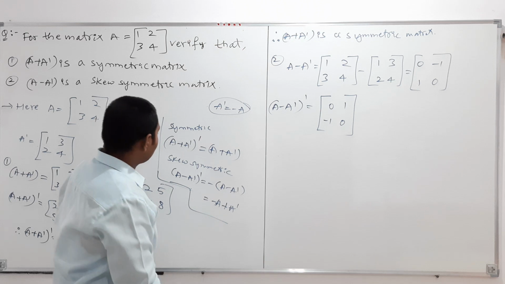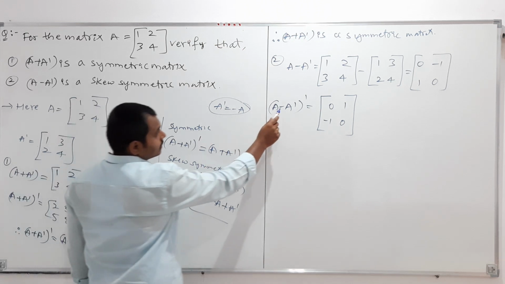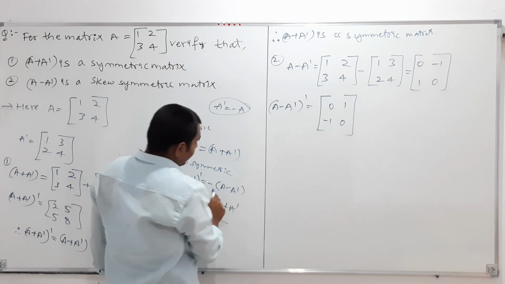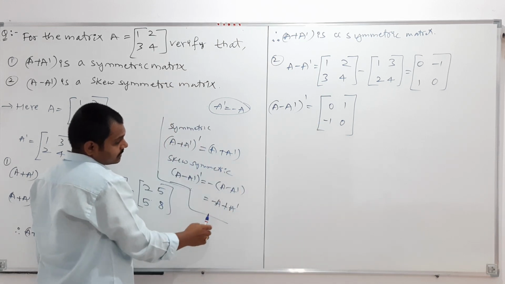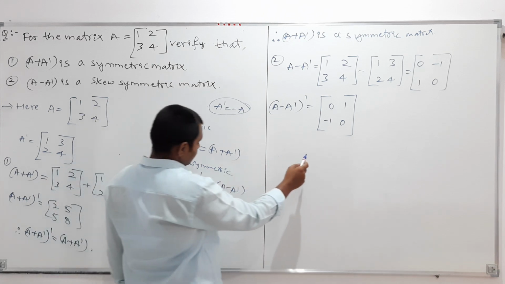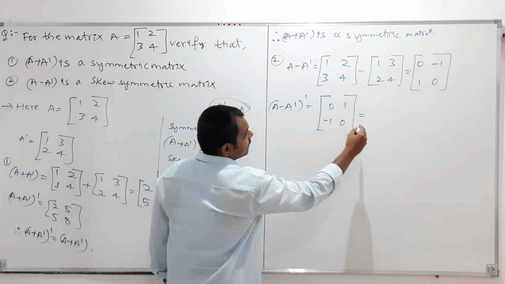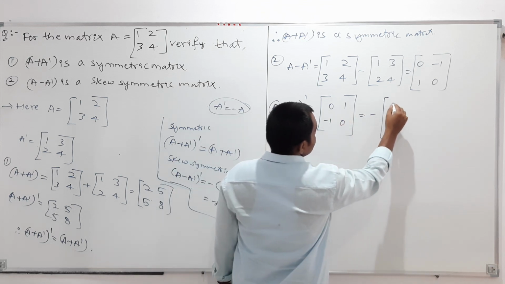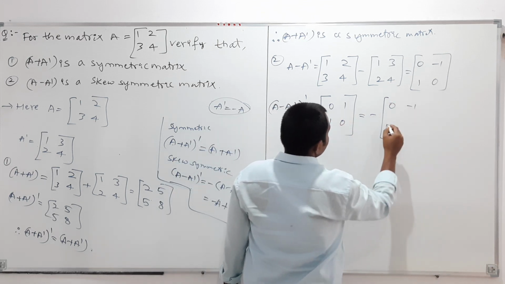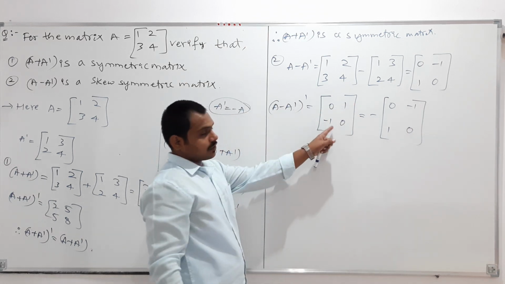But my aim is to prove that (A minus A dash) whole dash must be equal to negative of A minus A dash. So for that reason, from this I will take the minus outside. So if I take the minus outside, here it is 0, here it is minus 1, 1, 0. I am taking minus outside from this.